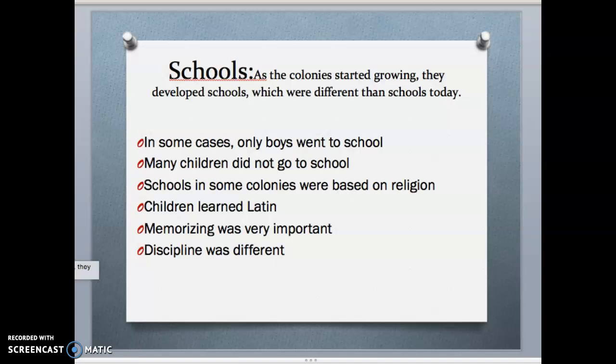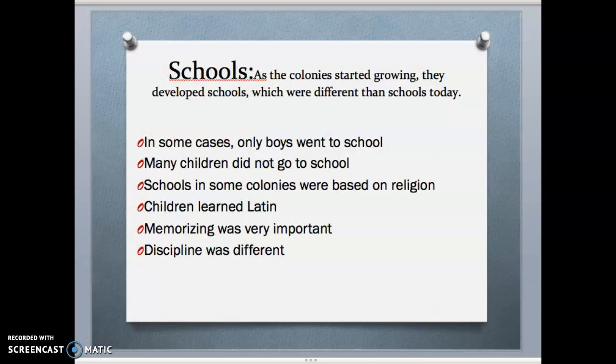Let's say my topic is schools. We looked at all these different topics as a group. If I picked schools and I picked the topic idea, as the colonies started growing, they developed schools, which were different than schools today. I made a bullet point list of some of the things I found in my research that helped shape my topic sentence. And they all are ideas that go toward that. Let's look at them together.